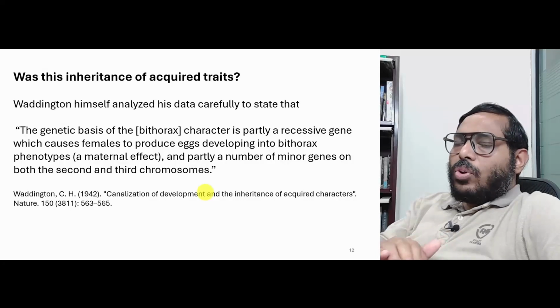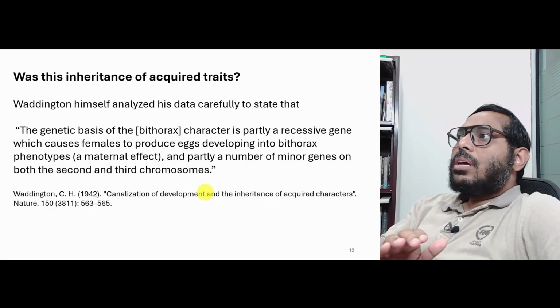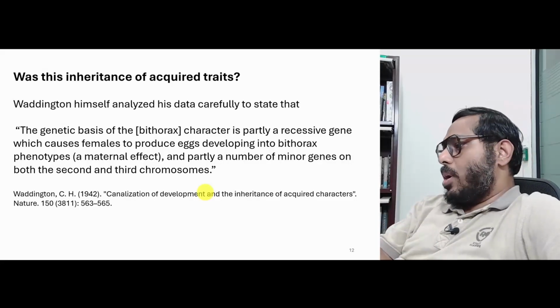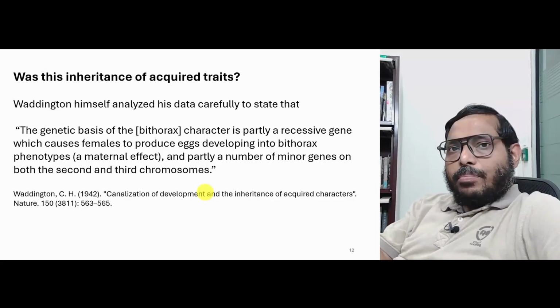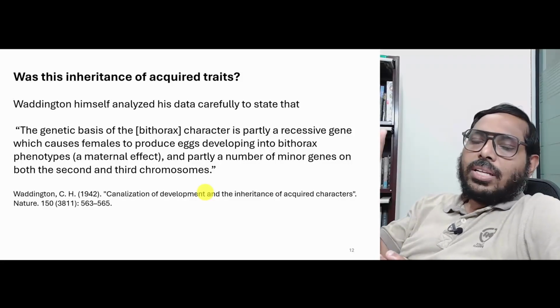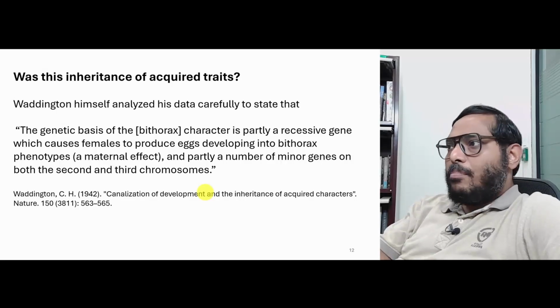So, Waddington was very sure that he is not talking about a phenomenon which is outside the Darwinian framework. However, there were other people who interpreted it as inheritance of acquired traits, and somehow they got very aggravated by it.